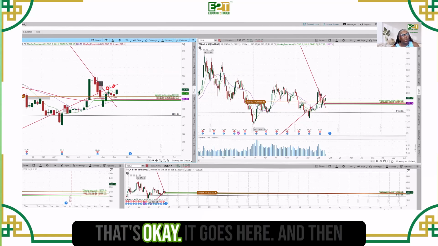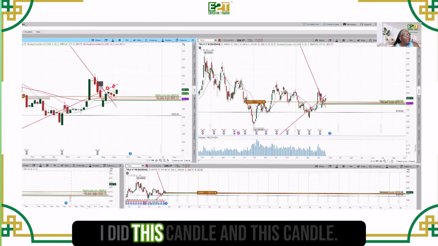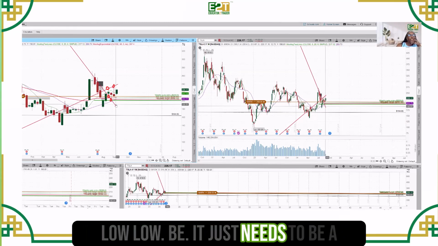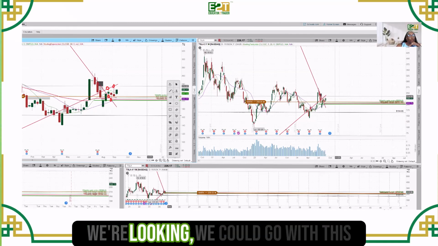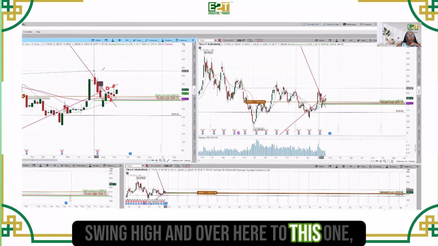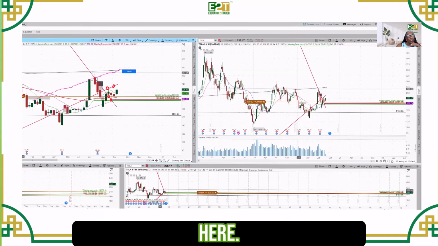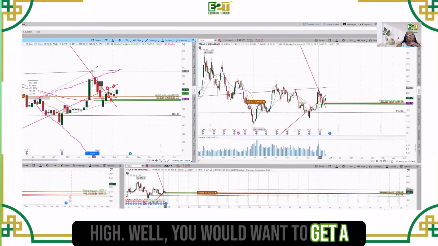So that's two candles here. And then for the one here, for the lower body, I did this candle and this candle. You want a swing high and a swing low. It just needs to be a swing high and a swing low. And if we were looking, we could go with this swing high and over here to this one. You could do that as well, which basically is from here to here. You're doing swing high to swing high. Well, you would want to get higher up here.